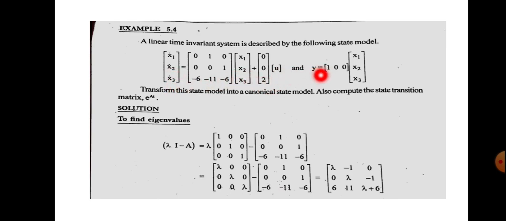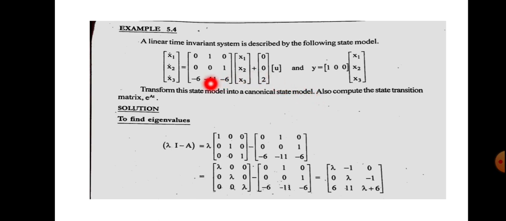And the output equation is y equal to C into x. C into x is the output equation. So the linear time invariant system is described by this state model. So what your question is, transform this state model into a canonical state model and also compute the state transition matrix e raised to At. That is your question. So moving to the first part, that is, transform this state model into canonical state model.